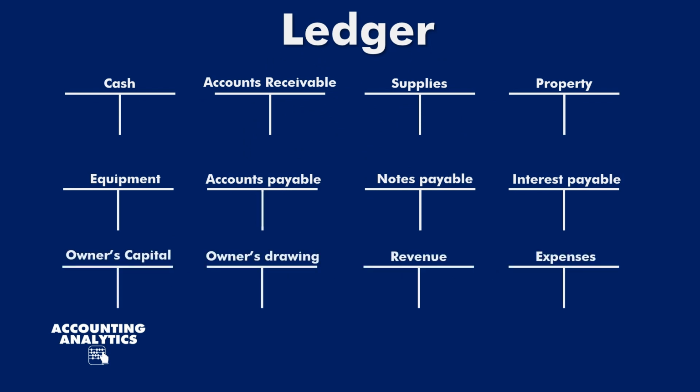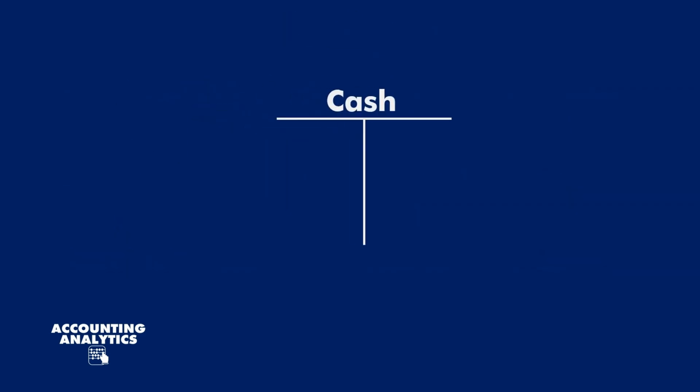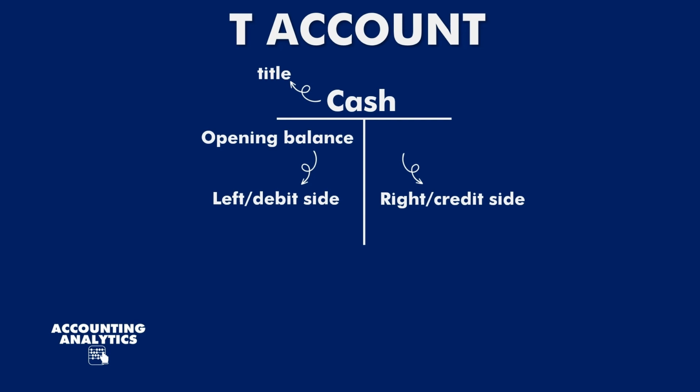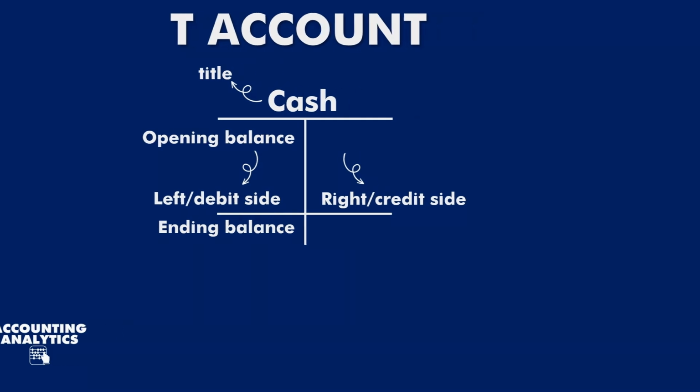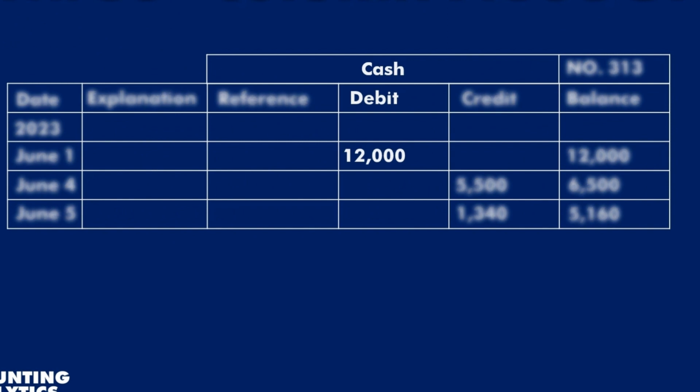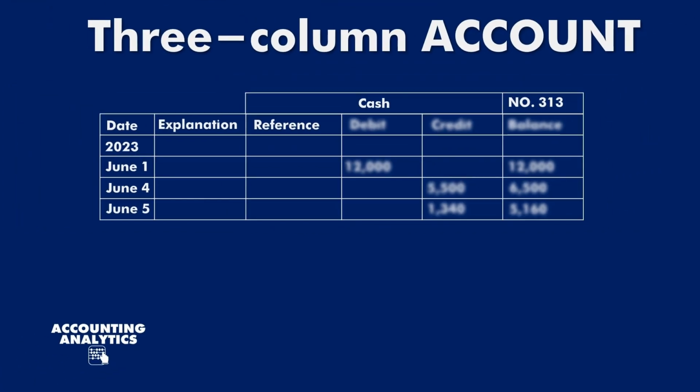In this video, we will use the T account form. It's called a T account because it resembles the letter T. It has a title, a left or debit side, a right or credit side, an opening balance, and the ending balance. In the real world, most companies use the standard form or the 3-column account. It shows the debit on the left, the credit on the right, the balance after each transaction, and other details such as the account number, the date, an explanation, and a reference to the journal entry. In this video, we will stick to the T account because it's simple and easy to work with.